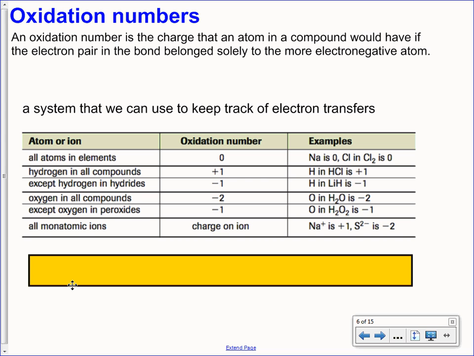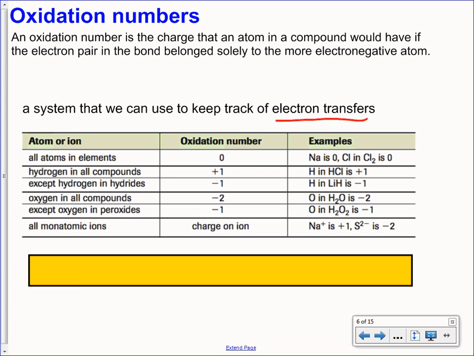So what this leads us into is talking about oxidation numbers. So an oxidation number is the charge that an atom in a compound would have if the electron pair in the bond belongs solely to the more electronegative atom. So we basically use oxidation numbers as a system to keep track of electron transfers. So it's kind of an easy way of keeping track of electrons within a compound.